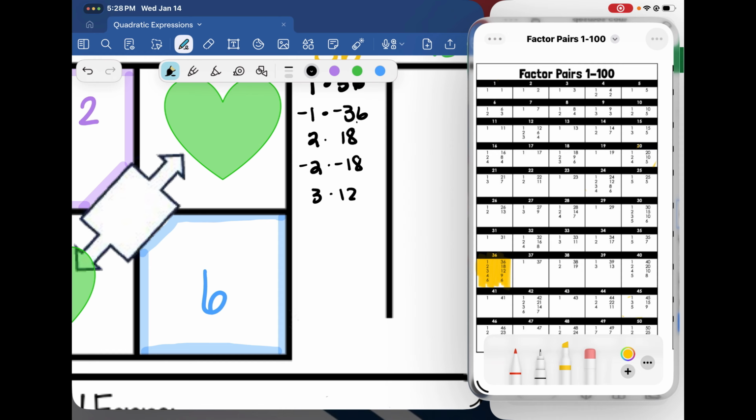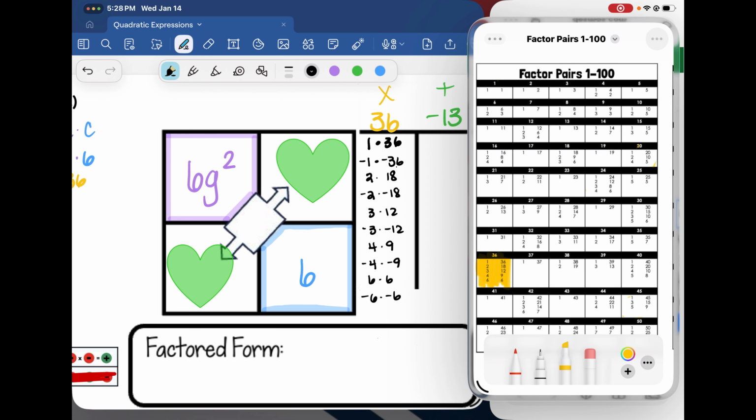3 times 12 or a negative 3 times a negative 12. 4 times 9 or a negative 4 times a negative 9. And 6 times 6 or a negative 6 times a negative 6. All of these will give me a product of a positive 36. But I want my 2 numbers to add to negative 13.